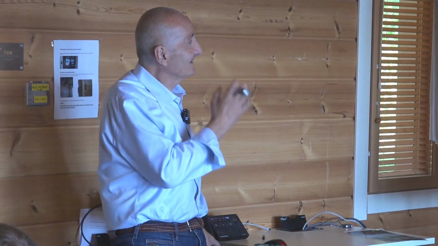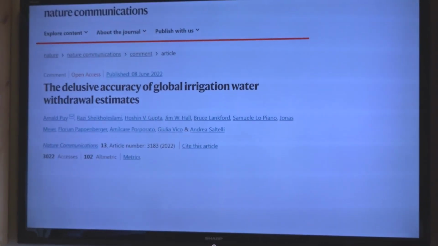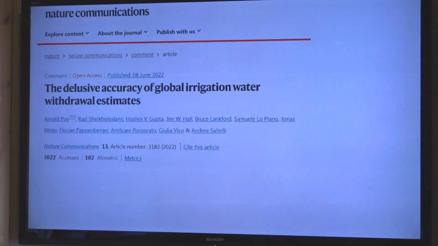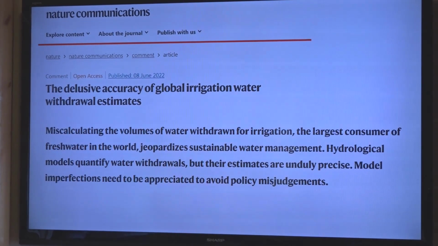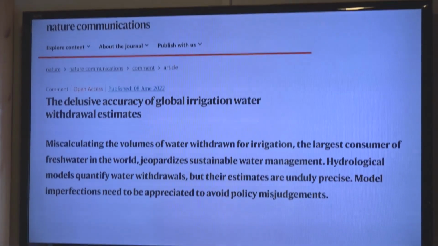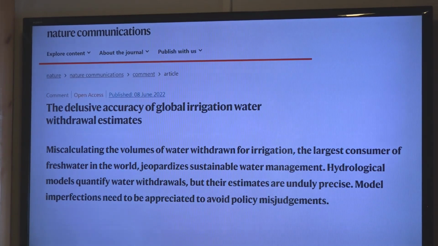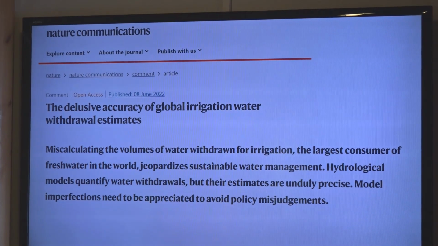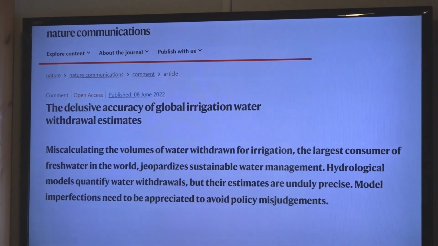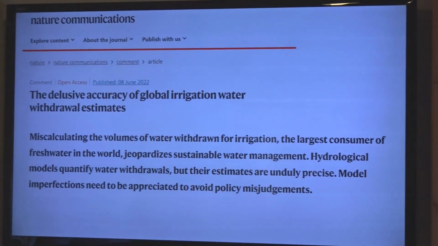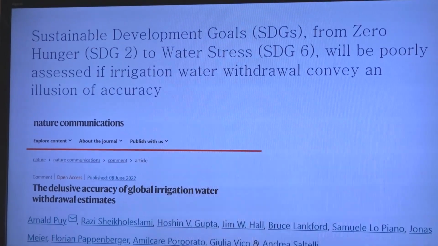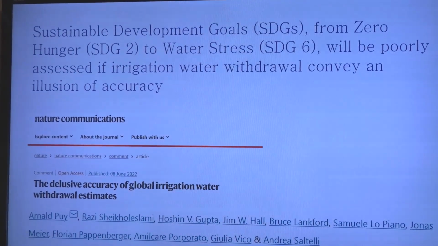And Arnold Puy is really now hammering this in. The shark is killing all these ideologists. And then he can say, listen guys, you are doing really a bad service to mankind because you are underplaying the risk from irrigation to food production. So it's nice that Arnold does this work. And these are all the goals.